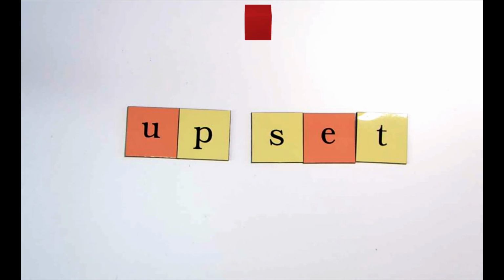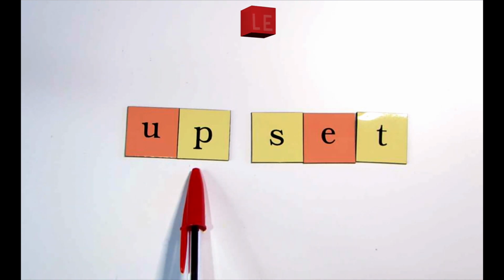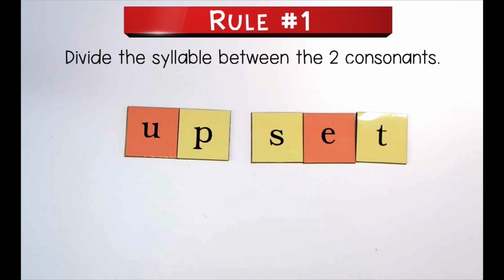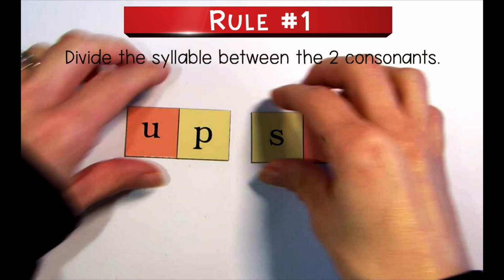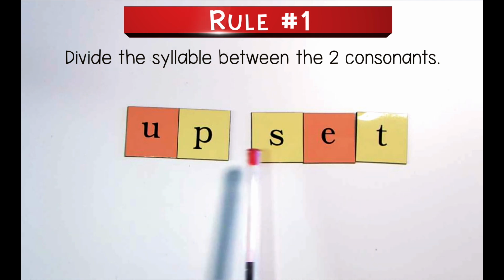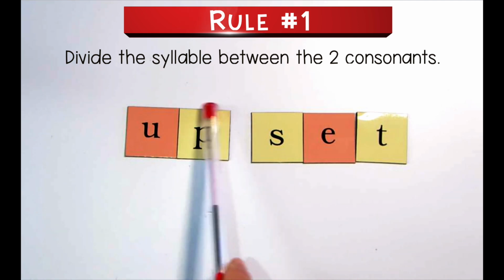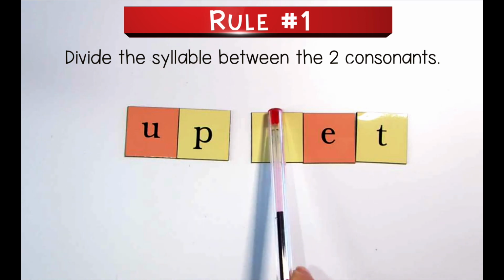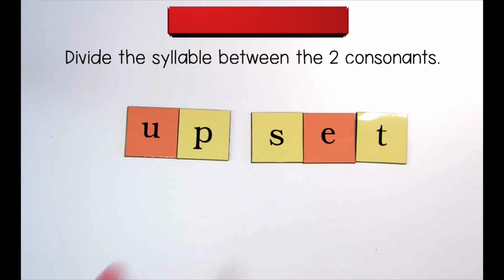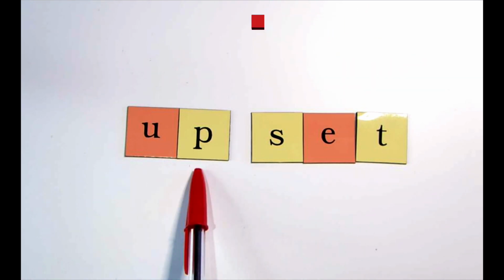Okay, so now we're going to talk about our first rule. And our first rule tells us to divide the syllable between the two consonants. Now, if you don't remember what consonants are, they are all the yellow letters. Your vowels are A, E, I, O, U. So if we look, we have divided this word between the two consonants, the P and the S. And the P closes in the vowel.